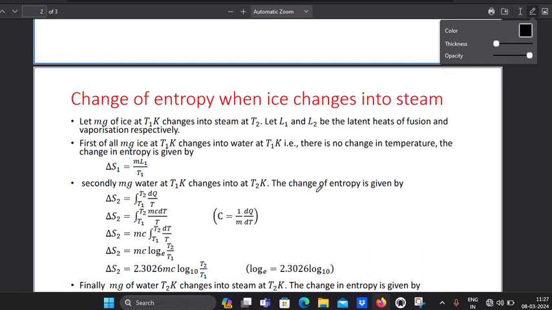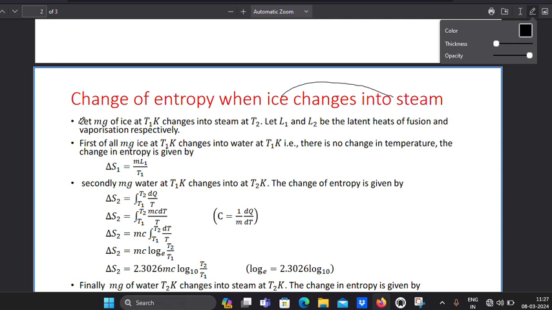So today's topic is the change of entropy when ice changes into steam. Alright, so when ice changes into steam, how does the entropy change? That is what we have to calculate here.